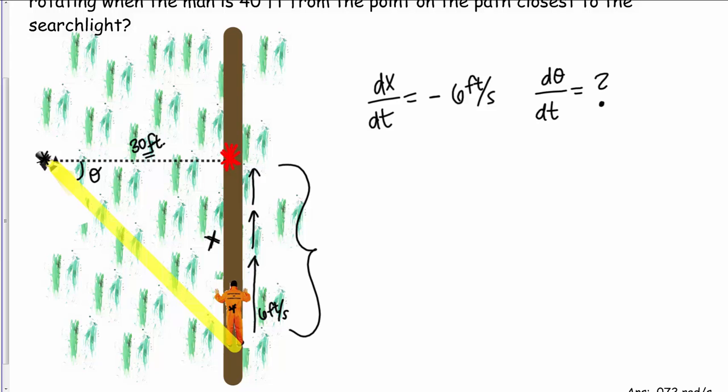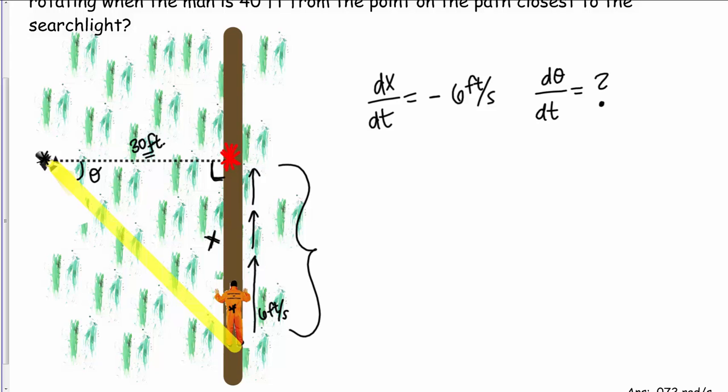So let's look at what we have here. Often it's going to be some sort of geometry formula that's going to prove useful. So I have a triangle here, right? And it's a right triangle. This is a right angle here. And I know two sides of the triangle. One is a variable x, the other is just 30 feet, it's a constant. And then I have this angle, theta.